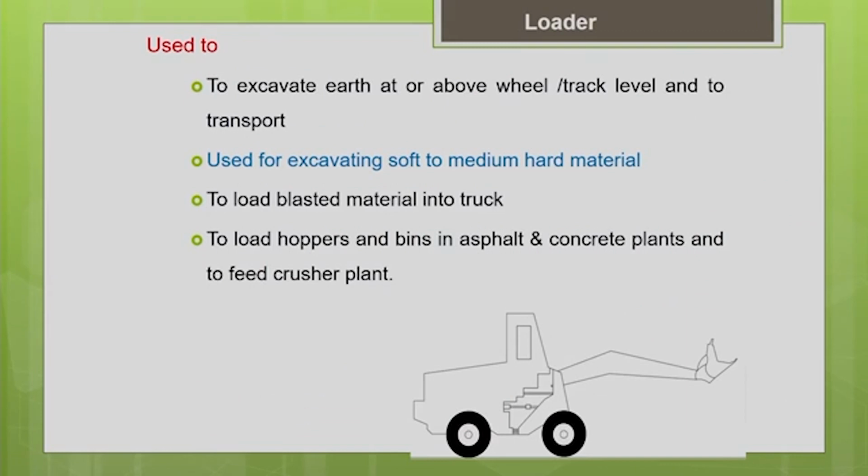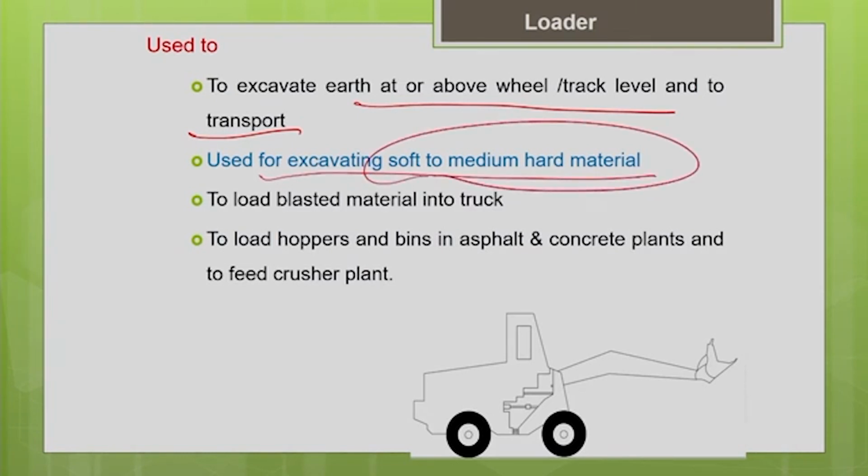So, let me just summarize. Basically the loader is good in excavating at or above the wheel or track level, and also it is used to transport the material to a certain economic haul distance. We have discussed the haul distance. It varies depending upon the mounting of the machine, and it is designed for excavating soft to medium hard material. With soft to medium hard material you can get a good productivity, but for a very hard material you can do it, but the productivity will be slightly lesser.